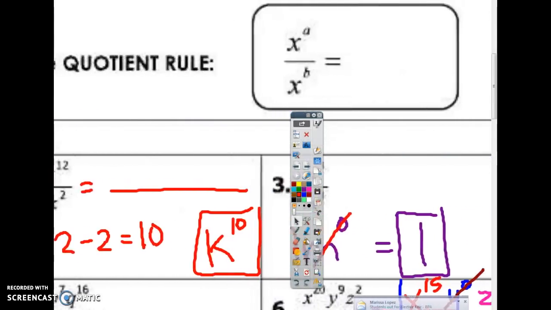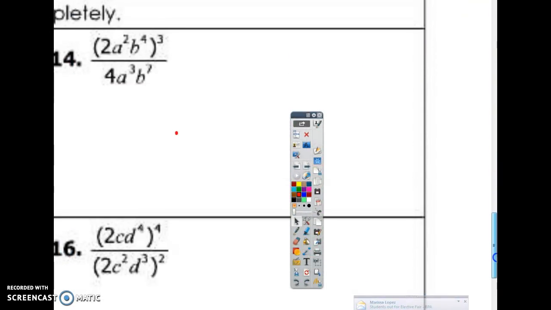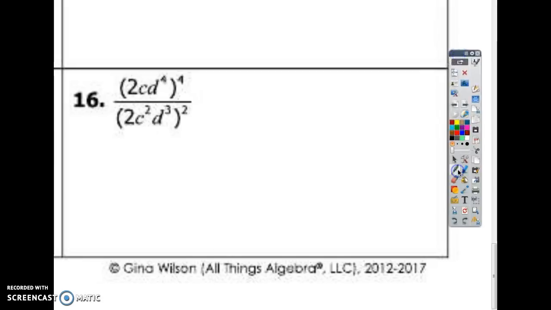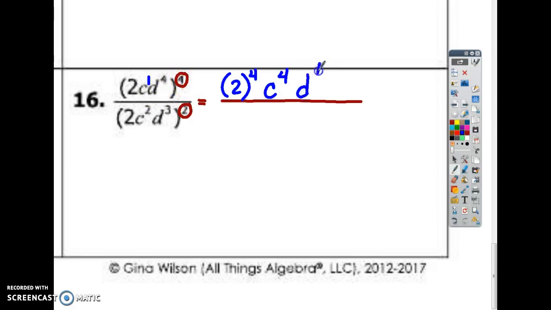Number 16. Okay, so now we're putting 2 things together. Remember, we did these type of problems on Friday. So, the top. I have all of this to the 4th power. So that means 2 to the 4th power, right? And then this one's a 1. So what do I do with the 1 and the 4? Multiply. 1 times 4? 4. So c to the 4th power. And then d, 4 times 4? 16. d to the 16 power.